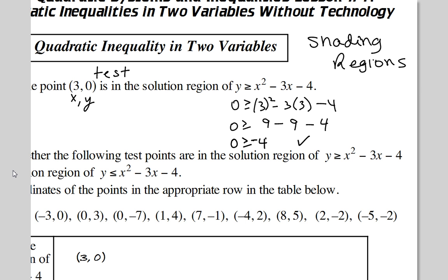So then the test point satisfies the inequality, and you say therefore it's in the region. If you've shaded the correct region and the test point is in there, you've done the right process.